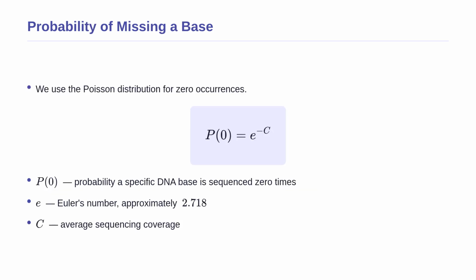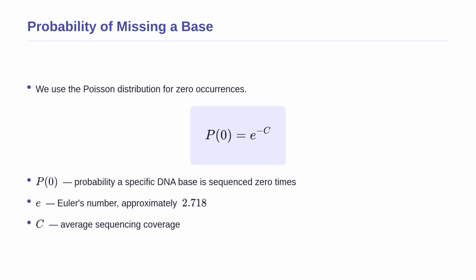To find that probability, we use a concept from statistics known as the Poisson distribution, specifically the formula for zero occurrences. Conceptually, this models the chance of an event not happening at all in a random distribution. In this equation, P of 0 represents the probability that a specific DNA base is sequenced exactly 0 times, meaning it is missing from our final data. The symbol e is Euler's number, a mathematical constant approximately equal to 2.718. The symbol C is the average coverage we calculated previously.